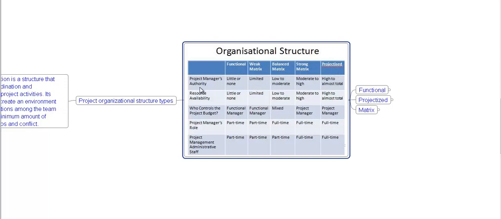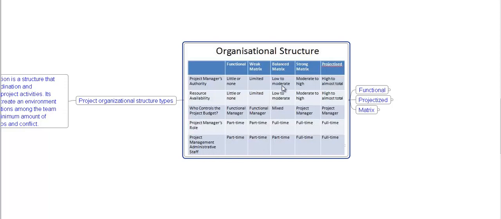The project manager's authority in a functional organizational structure is little or none. Resource availability, little or none. Who controls the project budget? The functional manager. Project manager's role, part-time. Project management administrative staff, part-time. In a weak matrix organizational structure, the project manager's authority is limited, resource availability limited. Who controls the project budget? The functional manager. Project manager's role is part-time. Project management administrative staff is part-time.